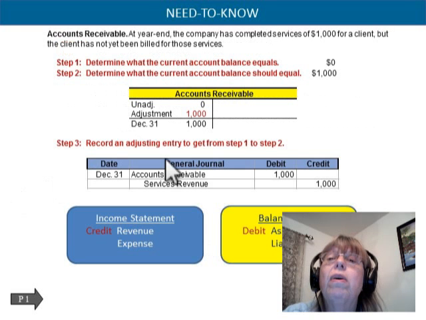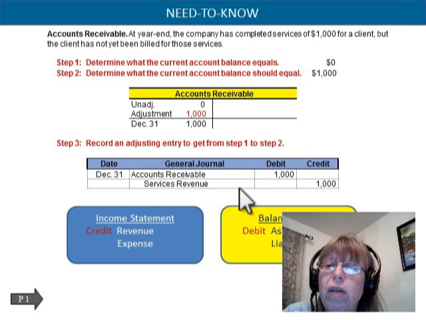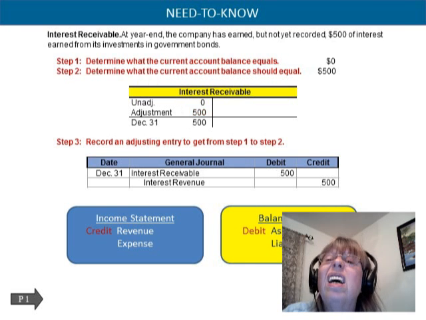So in this example, the company has completed services of $1,000 but has not yet billed the client. You want to record the revenue because it's actually been earned, and according to revenue recognition you're going to record it. The money hasn't come in yet, so it would be accounts receivable and services revenue to adjust for that, to make all of your accounts be accurate.